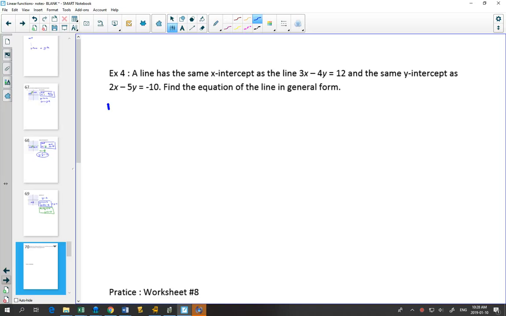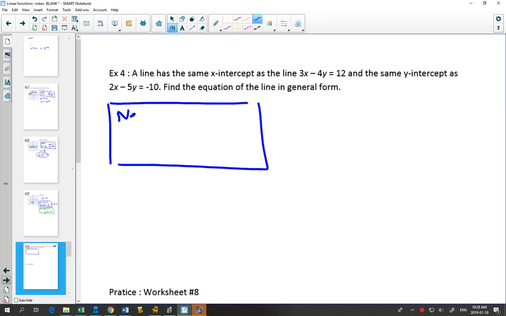Okay, what do we need? We need the slope. Did they tell us the slope? No. And we need a point. Did they tell us a point? No. Well, not directly. But let's read it again. A line has the same x-intercept of 3x minus 4y equals 12. Could you find the x-intercept of 3x minus 4y equals 12?